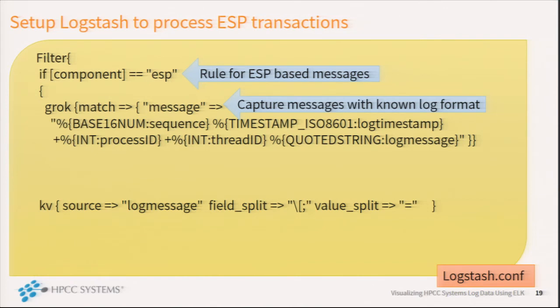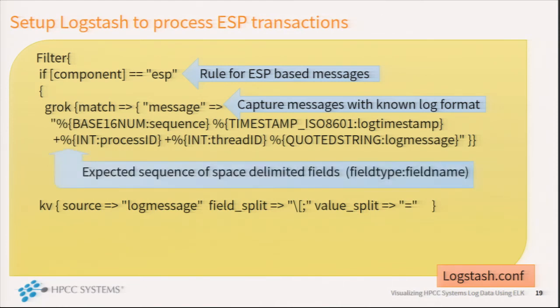So for example, I'm telling it to expect messages starting with a base 16 number, which we will label sequence, followed by an ISO 8601 timestamp, which we'll call log timestamp, and so on and so forth, all the way down to the quoted string that we will call log message. All right, as a result of this grok, we've only matched on the messages that we're interested in, and now we have typed fields which we can index on Elasticsearch.